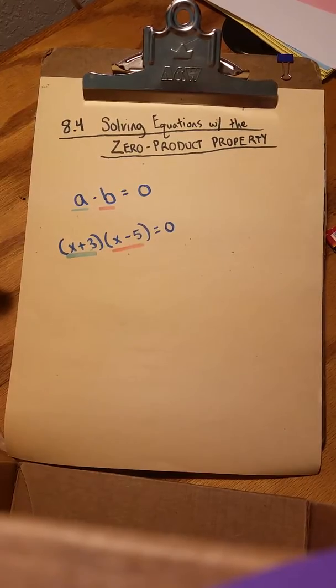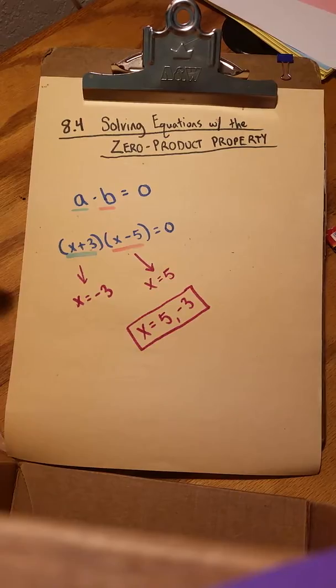equals 0. The only way to make the first one equal 0 is to make x negative 3, because negative 3 plus 3 equals 0. The only way to make the second one 0 is to make x equal 5, because 5 minus 5 is 0. So the only two values of x that will make the entire equation equal 0 are 5 or negative 3. So the solutions are x equals 5 or negative 3.